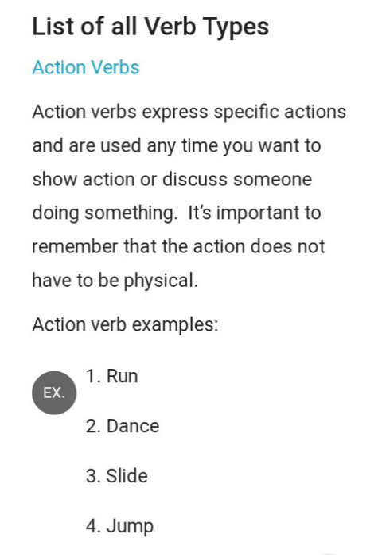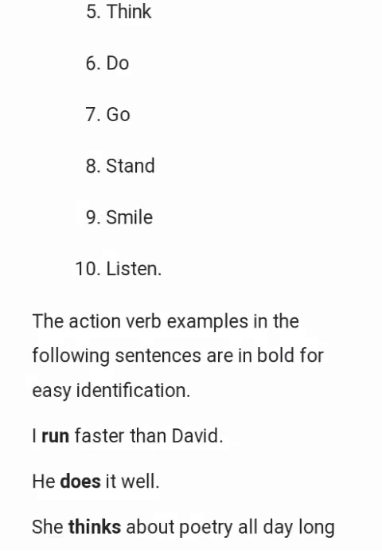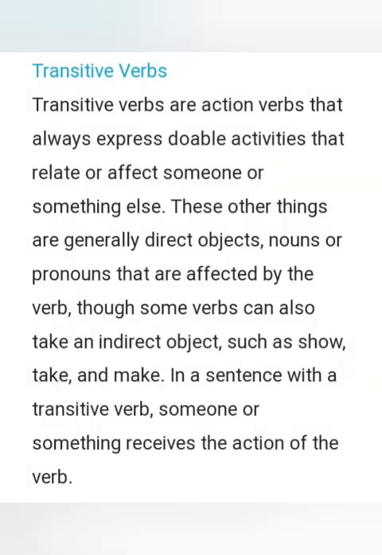Action verb examples: run, dance, slide, jump. Think, do, go, stand, smile, listen. The action verbs in the following sentences are in bold for easy identification. I run faster than David. He does it well. She thinks about poetry all day long.